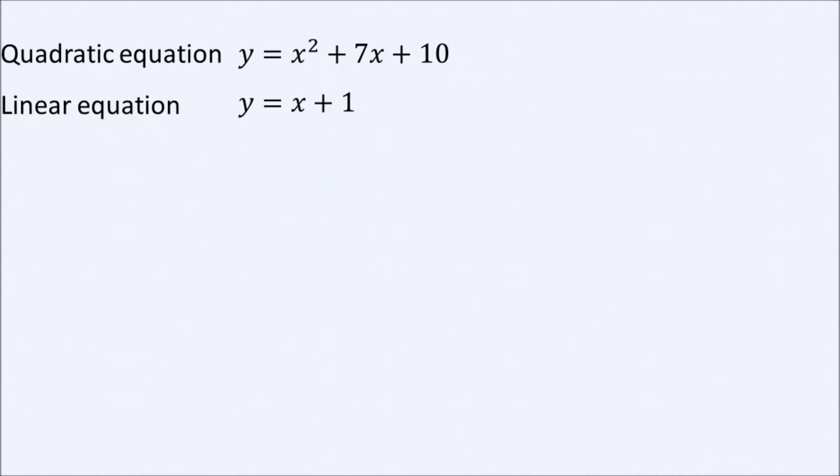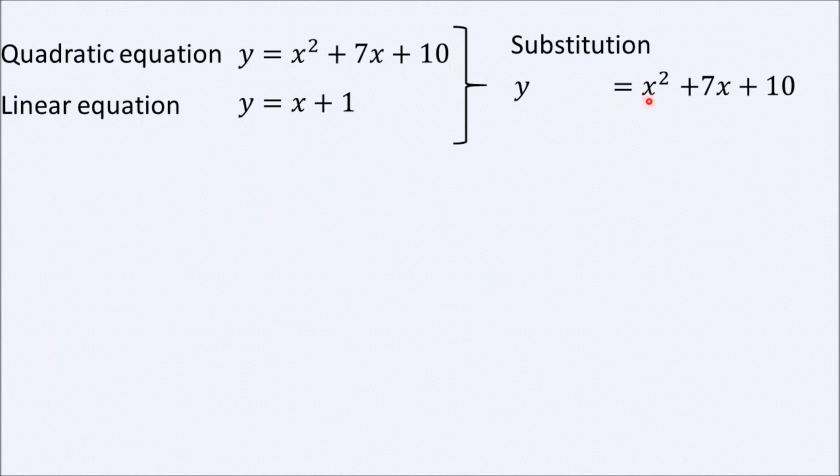In order to find the values of x and y that satisfy these two equations, we're going to use the substitution method. In other words, we're going to substitute, that is to replace, y in the quadratic equation with its equivalent in this linear equation. And therefore, instead of writing y equals x squared plus 7x plus 10, we will simply replace this y with x plus 1, which is also equal to y as per this linear equation.